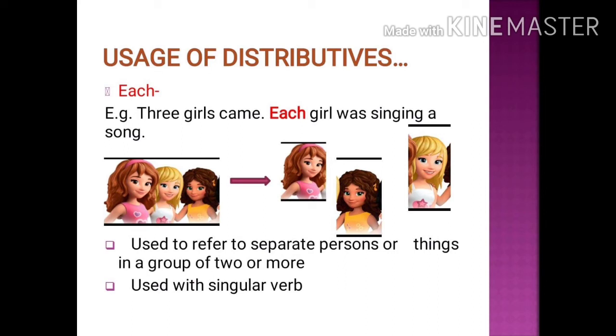Children, you know that were is the plural verb used with plural nouns and was is the singular verb used with singular nouns. So the distributive each is used to refer to separate persons or things from a group. Likewise, here I have given a group of three girls, but I am speaking about each girl separately, and you should also use it with a singular verb.